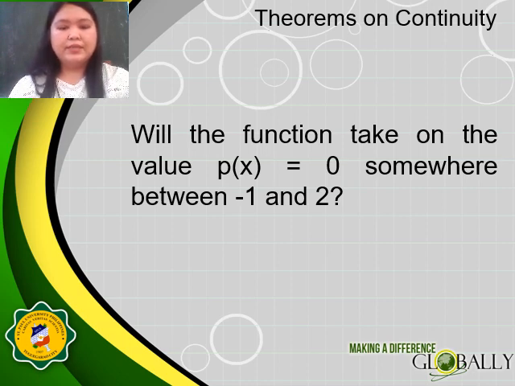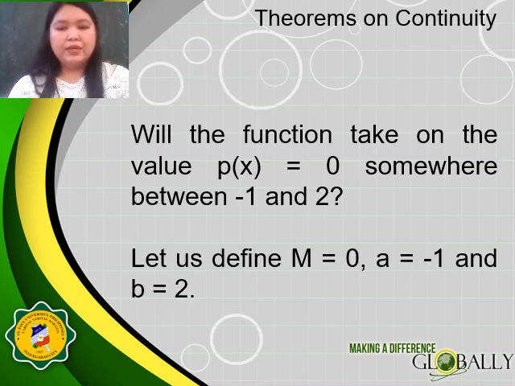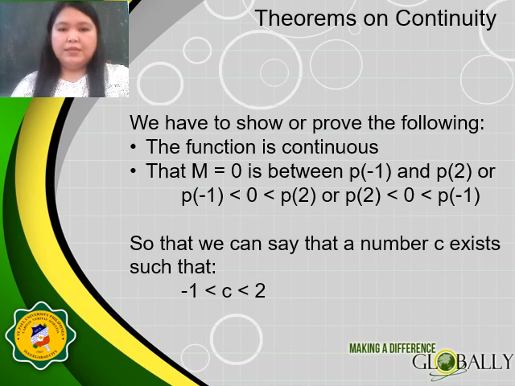Or in other words, we want to show that there is a number c such that c is in between -1 and +2. And to show that, first, let us define m to be equal to 0, a is equal to -1, and b is equal to 2. So this problem is set up to apply the intermediate value theorem. So all we have to do is to show or prove the following. First, the function is continuous. And then second, that m is equal to 0 is between p of -1 and p of 2.